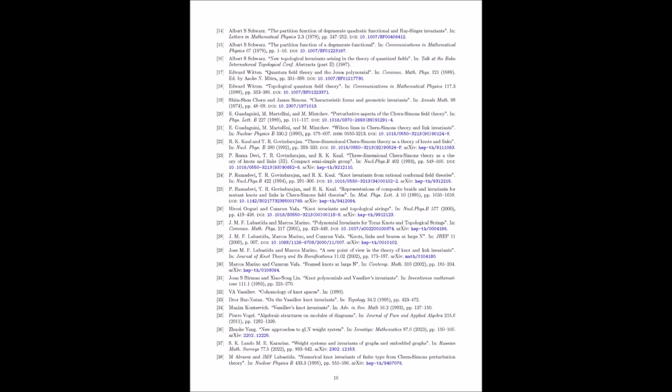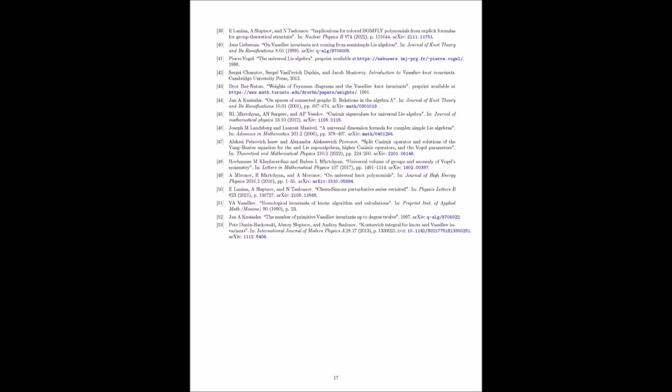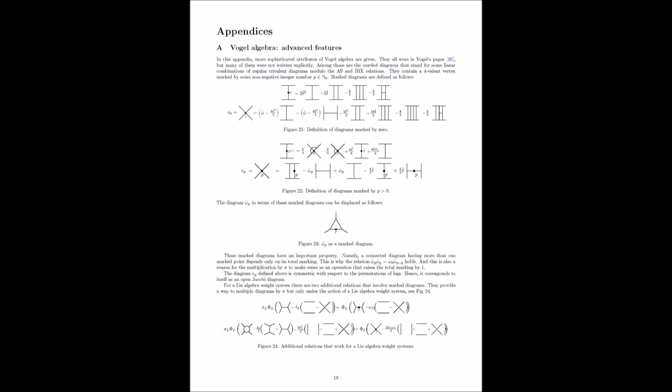Okay, that sounds pretty abstract. Could you maybe break that down a little? Sure. Think of it like this. Vogel algebra is generated by these three-legged diagrams, and they're governed by the AS and IHX relations. So the AS and IHX relations dictate how we can manipulate these diagrams within the algebra. What do those relations actually look like?